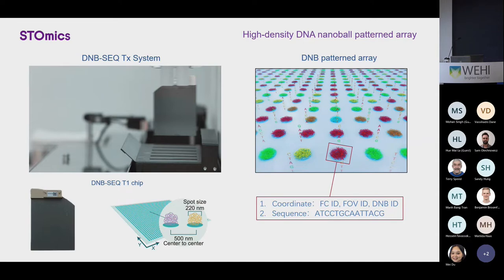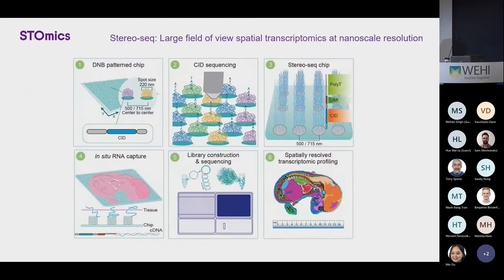What if we could take a tissue and put it onto this chip? And then would we be able to overcome some of the limitations that I had just described in the previous slide? So next slide. Okay. So that's what we did, and that's what we've been able to accomplish over the last 2 or 3 years.